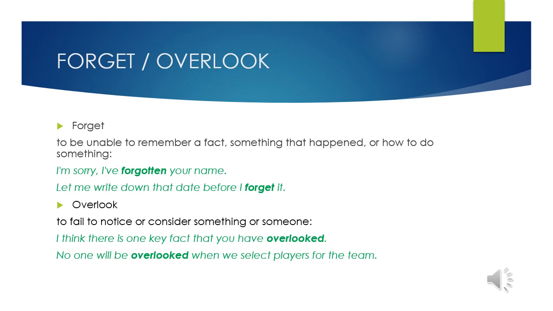Forget and overlook. To forget means to be unable to remember a fact, something that happened, or how to do something. For example, I am sorry I have forgotten your name, or let me write down the date before I forget it. Overlook means to fail to notice or consider something or someone. I think there is one key fact that you have overlooked. No one will be overlooked when we select players for the team.